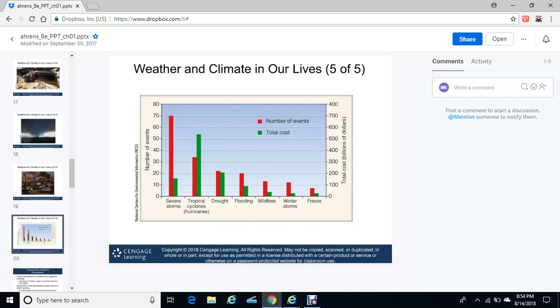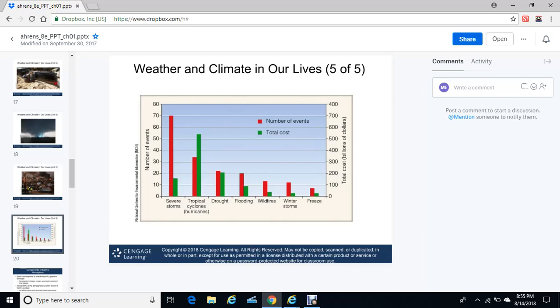Look at this little graphic here. It shows you the different weather events on the bottom axis. Severe storms, the number of events are in red for each category. The total cost is just astounding on the impacts of weather in our lives. You go on the left there on the y-axis, the number of events are up that y-axis in the vertical. Shows you severe storms, the number of events, and then the total cost involved.